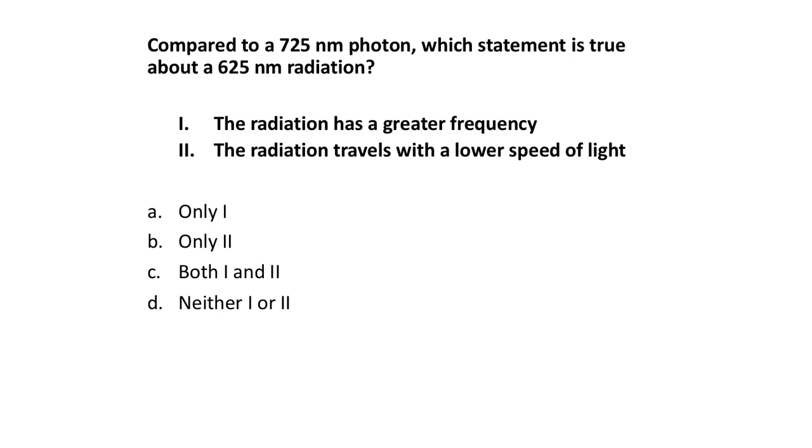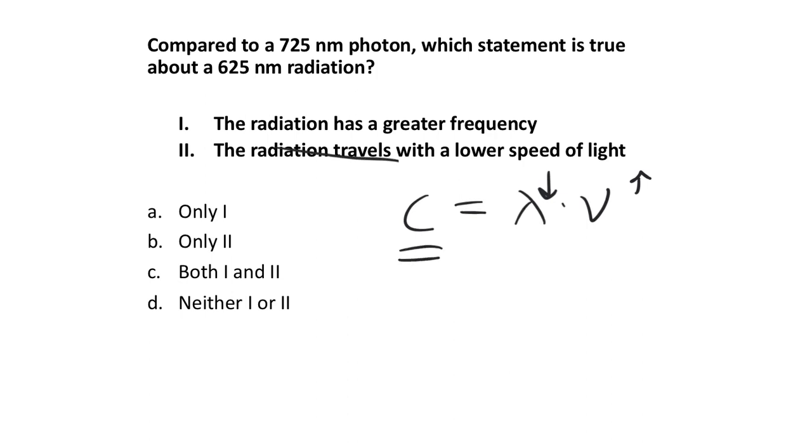All right, so let's compare to a 725 nanometer photon. Which statement is true about a 625 nanometer photon? Okay, so as we look at this, light travels at the speed of light, and it's equal to the frequency times the wavelength, so lambda times the frequency. And so as the light moves to a lower wavelength, it has to move to a greater frequency because light has to travel at the same speed of light.